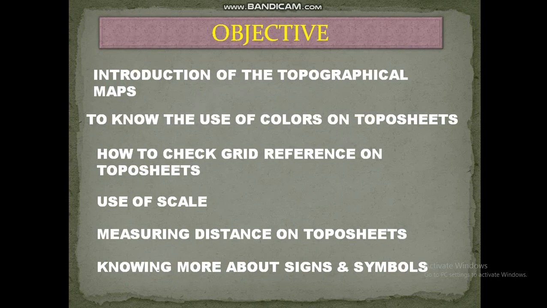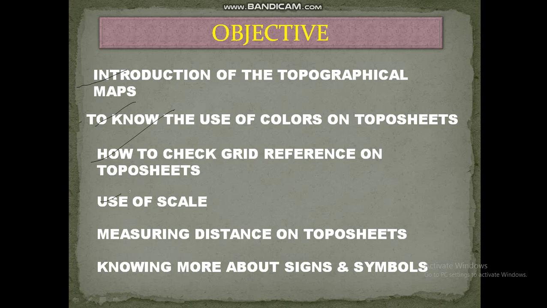So before starting the chapter, let's understand what our objective is. Our objective is to know about the topo sheet. So what exactly is the topo sheet? Then the use of color, how different colors are used on the topo sheet. Then to know the grid reference. Grid reference means how we can find a location with the help of a grid.